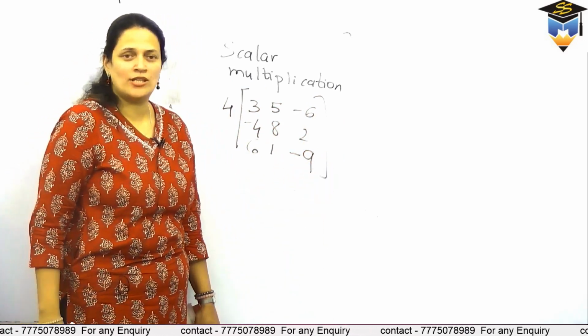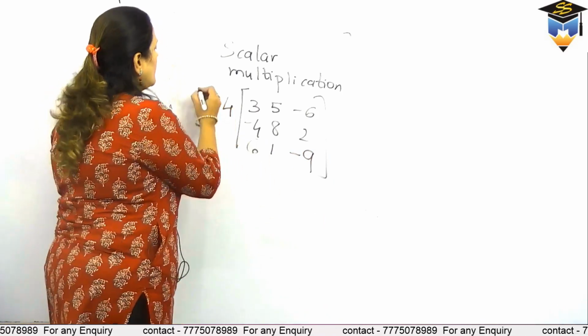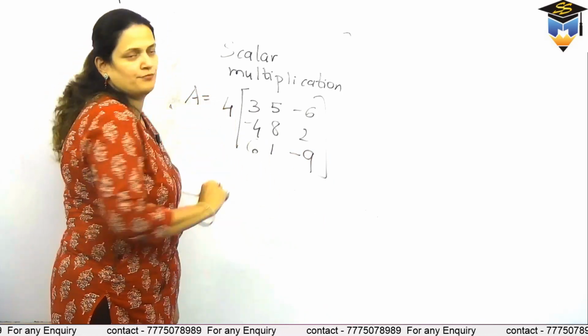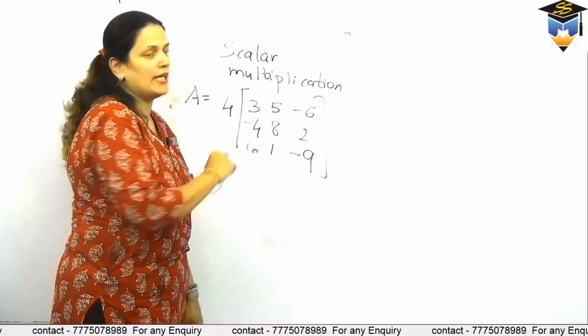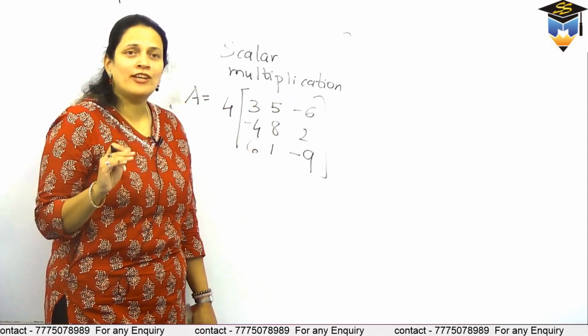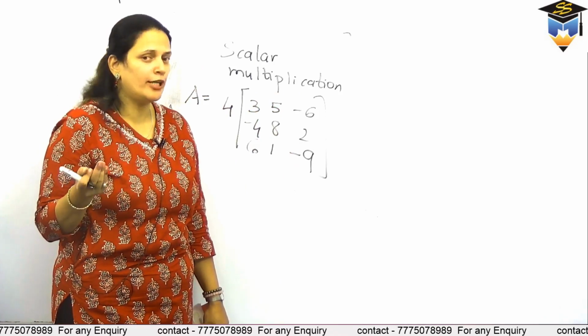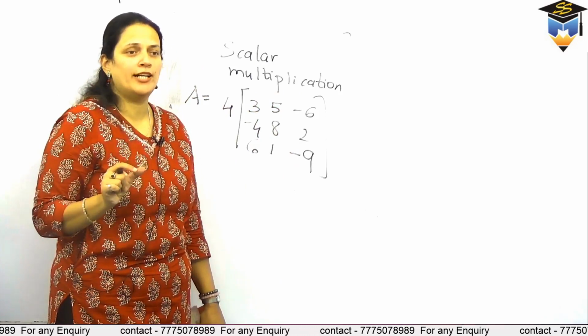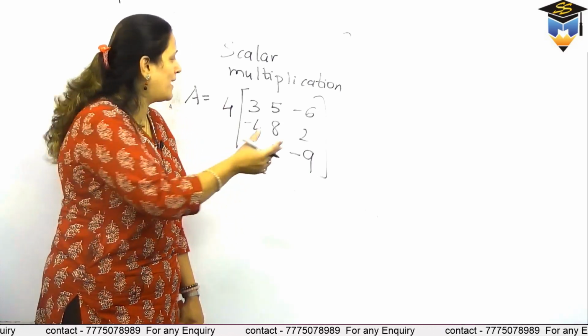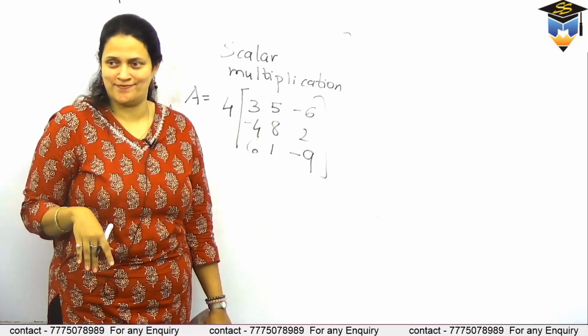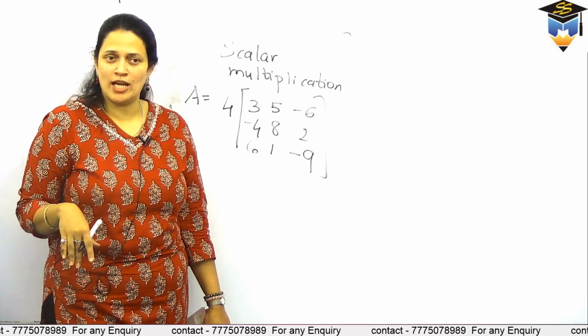Yes, so now I have to multiply. Let's say this is a matrix A, this is your scalar quantity and these are your elements. Okay, so now when we have to multiply, what we need to do? We have to multiply that scalar to each and every element present inside the matrix. Okay, so what are we going to do in that case?